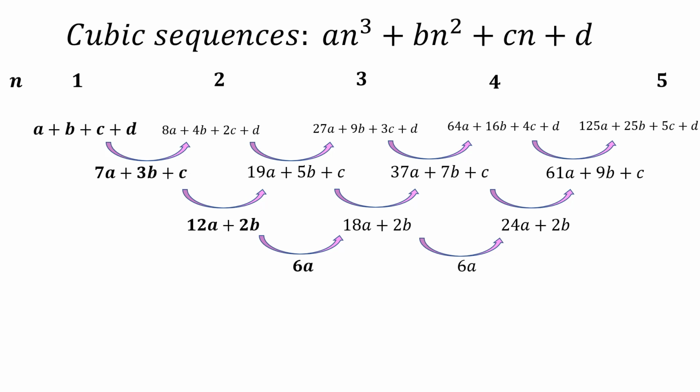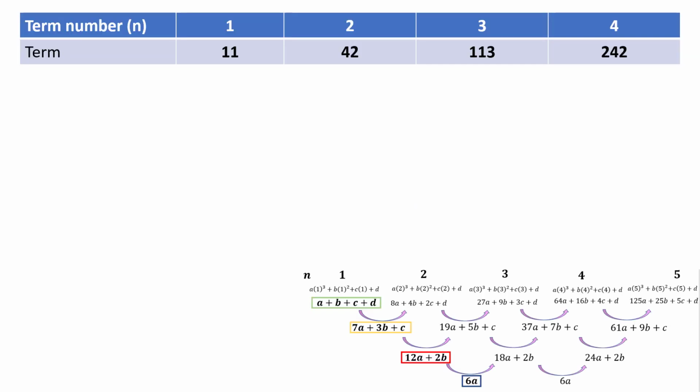But if I kept going with all the terms, that third difference would always be 6a. And actually, we only need to look at these 4 bits here. That is what's going to be important to us, because we're going to match these 4 expressions up to our cubic sequence.